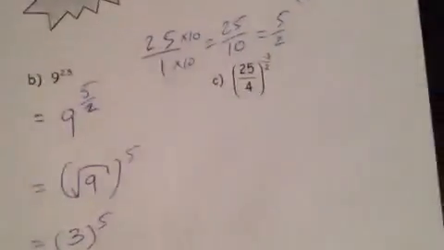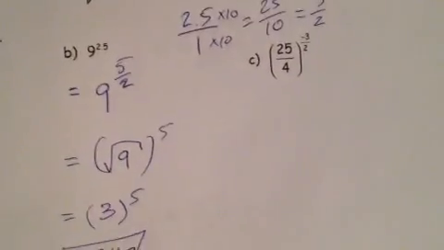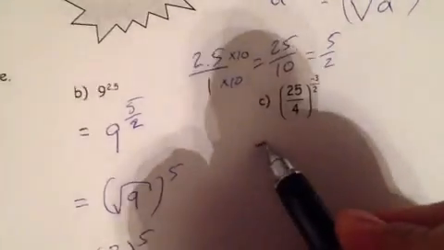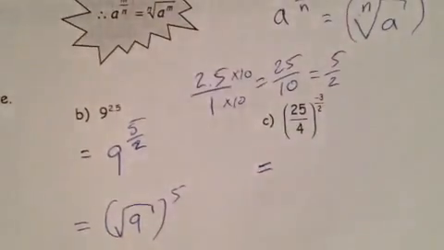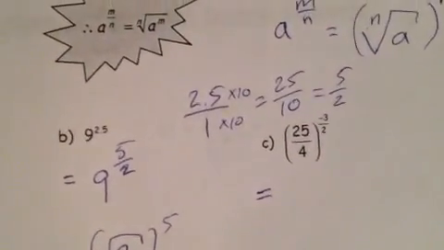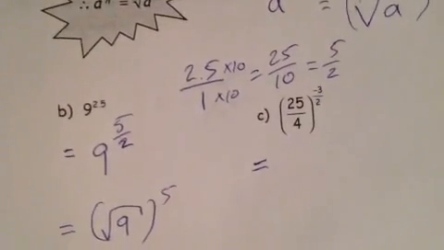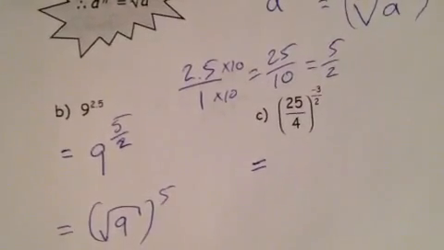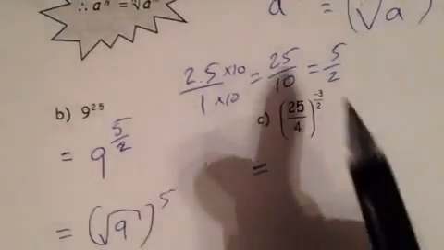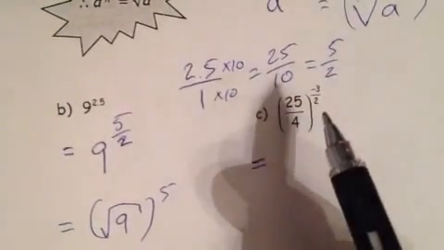If it's 3 to the power of 7 or something like that, you can leave it as 3 to the power of 7. Now this one here is a little different. This one here, the base is 25 over 4, but you have a negative exponent. Remember what a negative exponent does. That's what I'm going to take care of first.